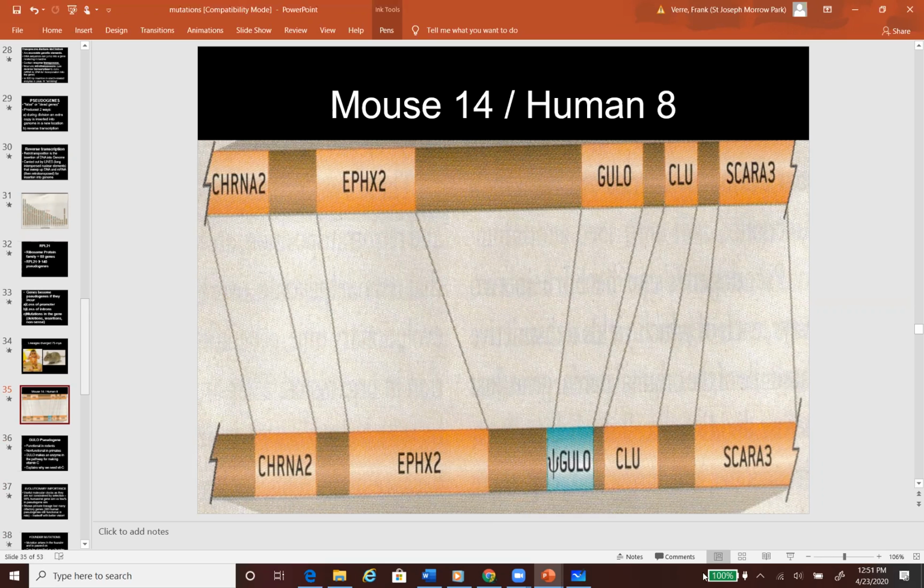Just looking for my pen. I can't find my pen anymore. It's disappeared on me. Gone. Okay. Do you see that little symbol here?